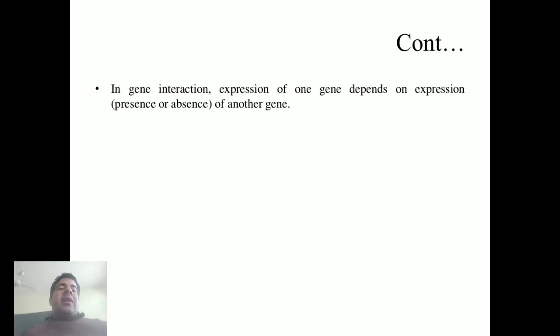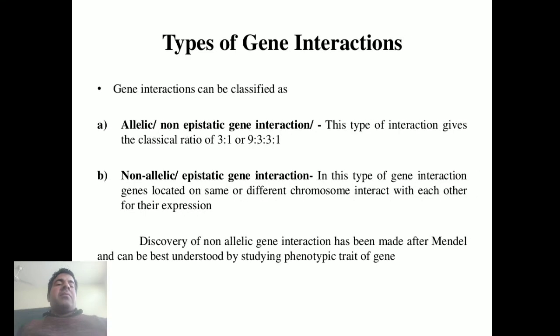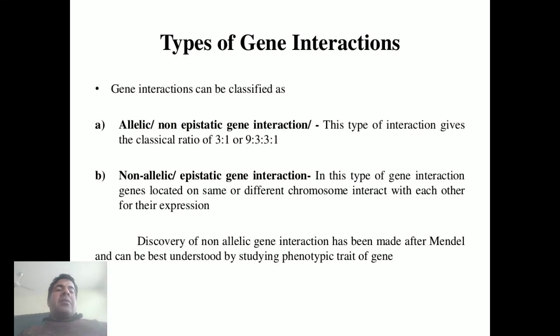In gene interaction, the expression of one gene depends on the presence or absence of another gene. Types of gene interaction: they are classified into two types mainly. First, allelic non-epistatic gene interaction. Second, non-allelic epistatic gene interaction. First, what does allelic non-epistatic gene interaction mean?